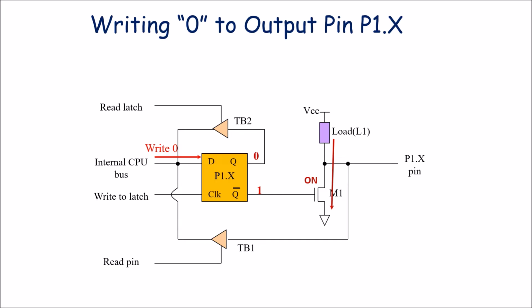So this P1.x terminal will be connected to ground through this FET terminal. So it will get a low resistance path. So P1.x will be at ground terminal, that means it is at value 0. So we have written 0 on data bus and that is written at port terminal P1.x. So this is writing a value 0.